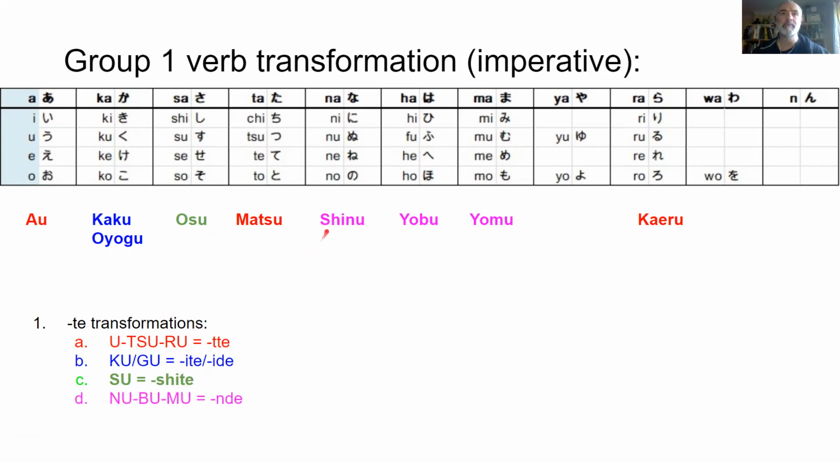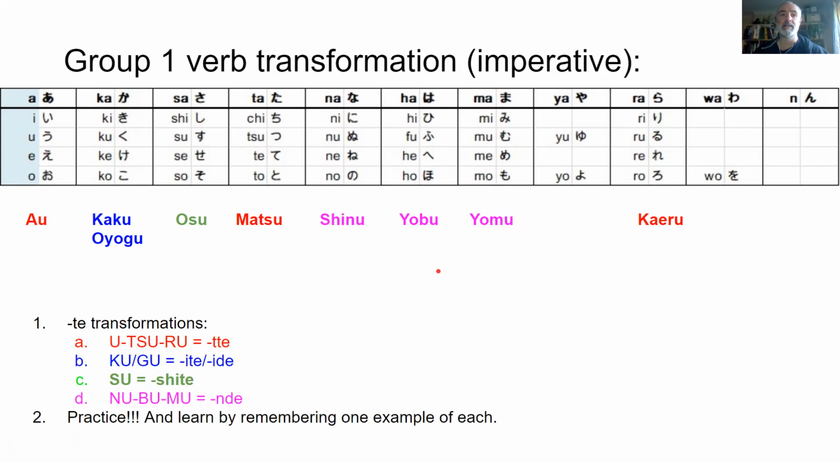And then the pink column, shinu, yobu, yomu, anything ending with nu, bu, or mu, all finish with nde, nde. So die would be shinde, call would be yonde, and this is surprisingly the same as read, which is also yonde. So you will know by context if you mean to call or if you mean to read.